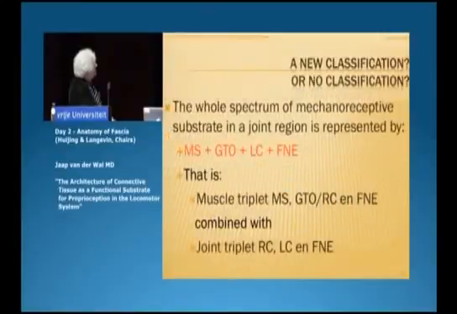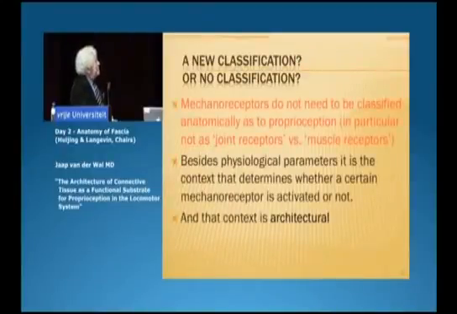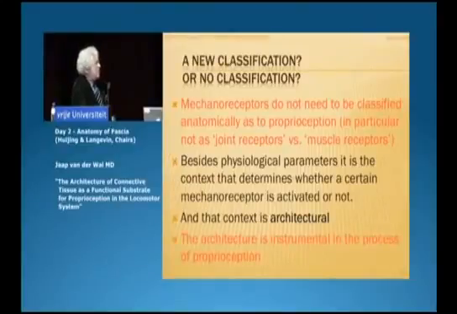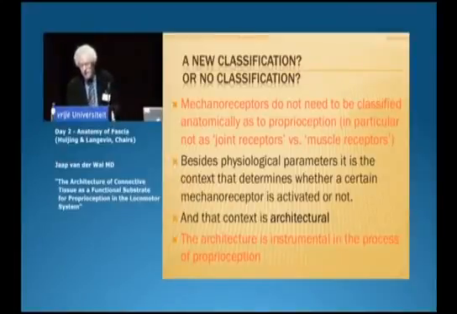At the end you can say that you can combine those so-called muscle receptors and joint receptors. There are no muscle receptors and joint receptors. You have three types of receptors, mechanoreceptors, and they are organized architecturally. So I can conclude that physiological parameters are the context that determines whether a certain mechanoreceptor is activated or not. It's not activated by a muscle or by a ligament. The context of that mechanoreceptor is architectural. That means that the architecture of the locomotion system is instrumental in the process of proprioception and not the anatomical organization. I hope you enjoyed a little bit of my talk.